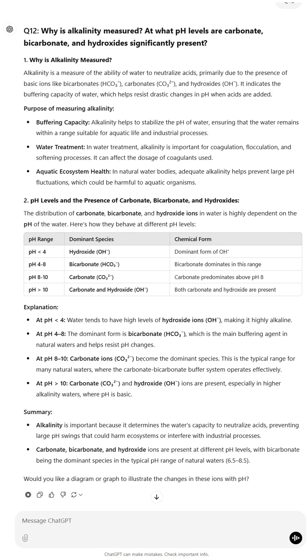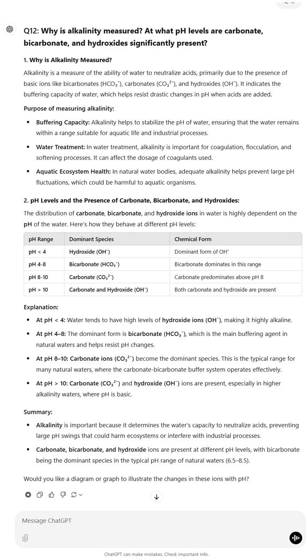At pH 8 to 10, carbonate ions, CO3 2-, become the dominant species. This is the typical range for many natural waters, where the carbonate-bicarbonate buffer system operates effectively. At pH above 10, carbonate, CO3 2-, and hydroxide, OH-, ions are present, especially in higher alkalinity waters, where pH is basic.